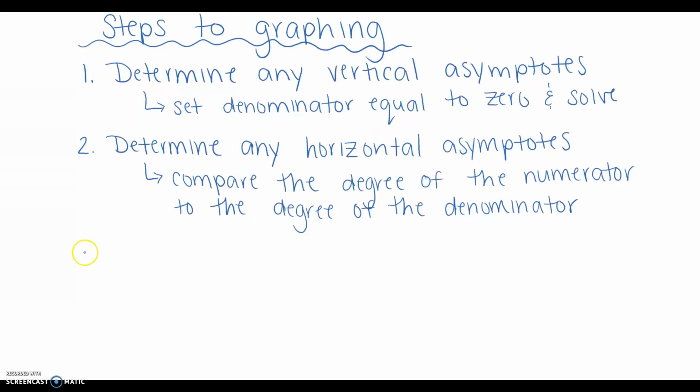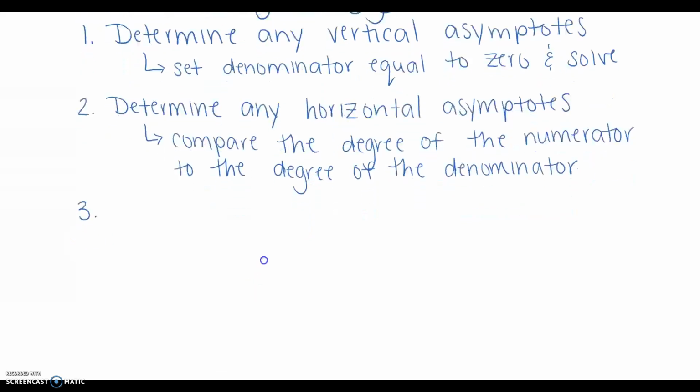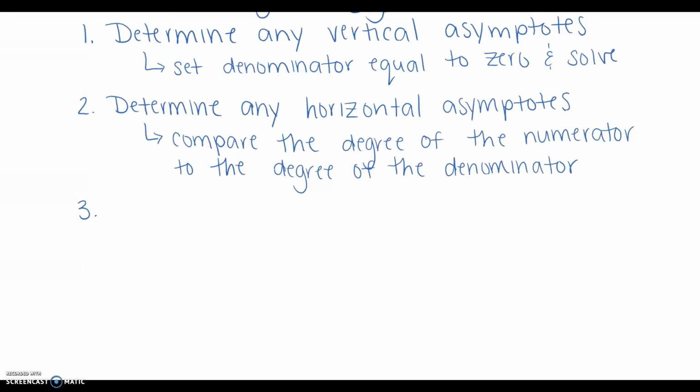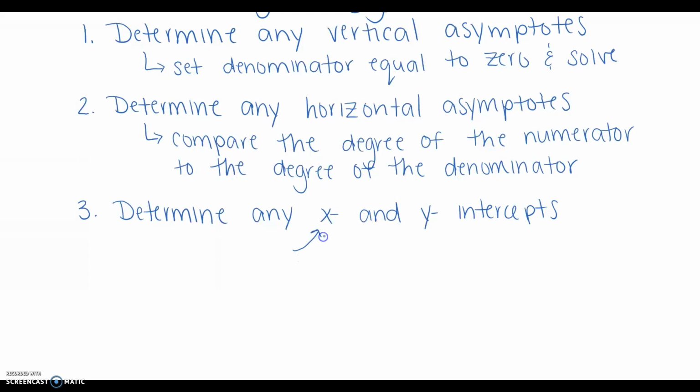So after we've determined our asymptotes, the third thing that we need to do is to determine any X or Y intercepts. So remember, for X-Intercepts, we set y equal to 0, and for Y-Intercepts, we set x equal to 0.